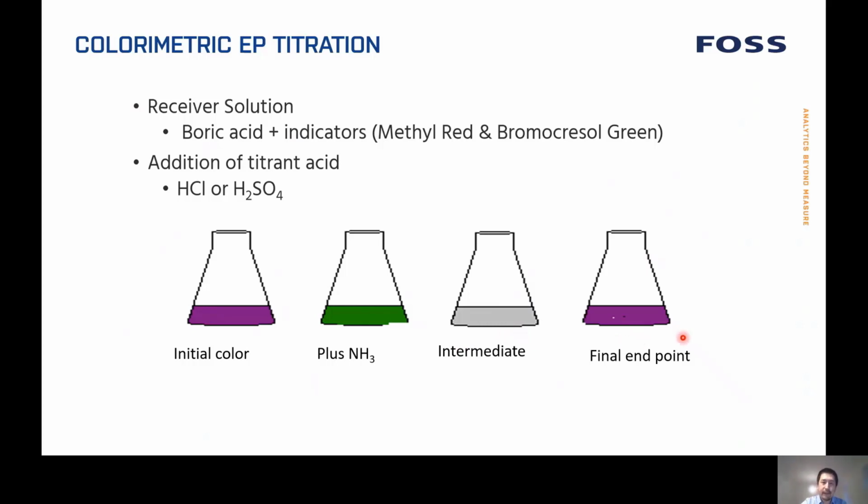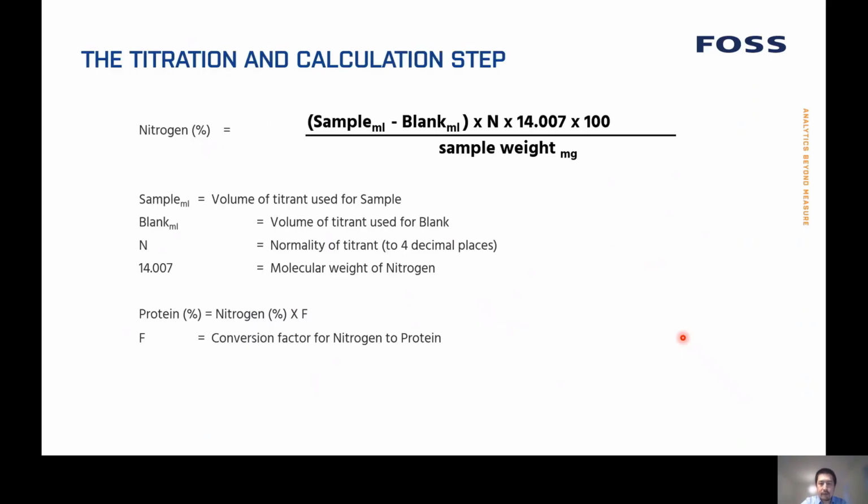It will be pinkish, light pink again. So that will be the end point. And in each step, you have to run a blank. Blank means there's no sample inside. It's just the sulfuric acid with some digestion with some Kjeltec. So you will get a value for the volume of the titration. And when you also run samples, you will get the volume.